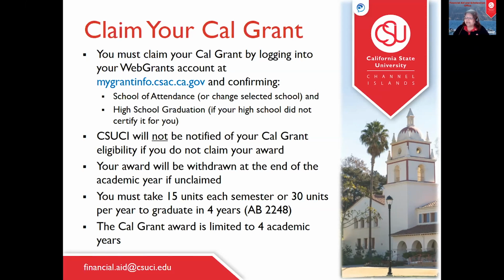You must take at least 15 units each semester, or a total of 30 units per year to graduate in the 4 years. And know that your Cal Grant award is limited to 4 academic years, meaning that it's 100% per year.